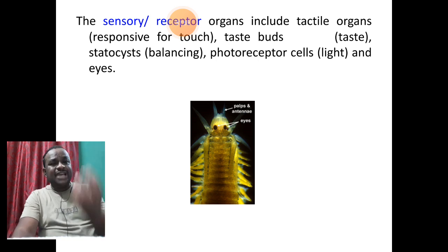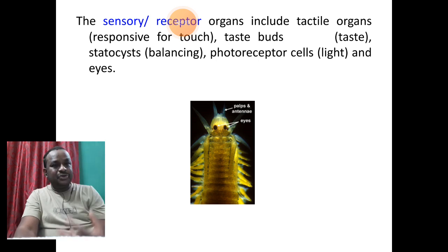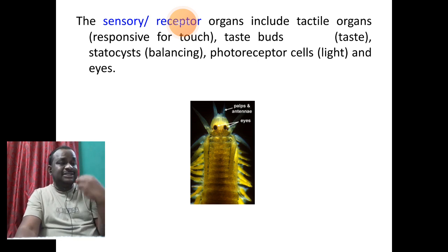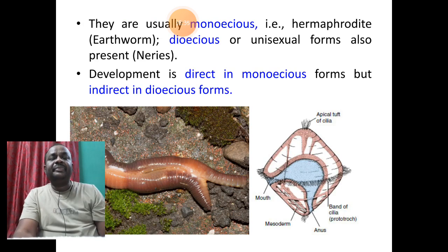There are organs which help in balancing of the body, especially in the case of organisms that live in the water. They are called statocysts. And the organisms also show the presence of sensory organs which are photoreceptors. I mean to say they are sensitive to the light. They do have eyes. So these are a few of the sensory organs of annelids showing varied functions overall.